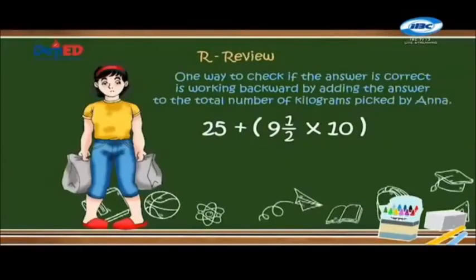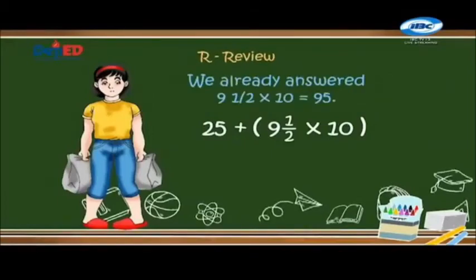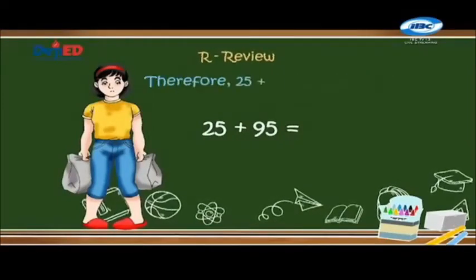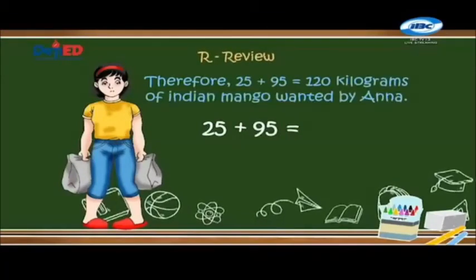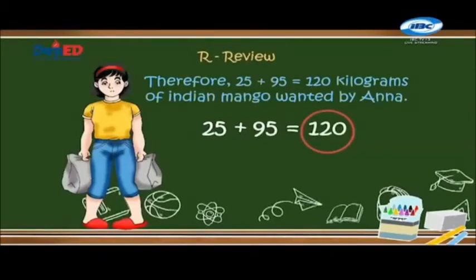Step 4 in solving word problems. R stands for review and check your answer. One way to check if the answer is correct is working backward by adding the answer to the total number of kilograms picked by Anna. 25 plus the group of 9.5 times 10. We already answered 9.5 times 10 equals 95. Therefore, 25 plus 95 equals 120 kilograms of Indian mango wanted by Anna.